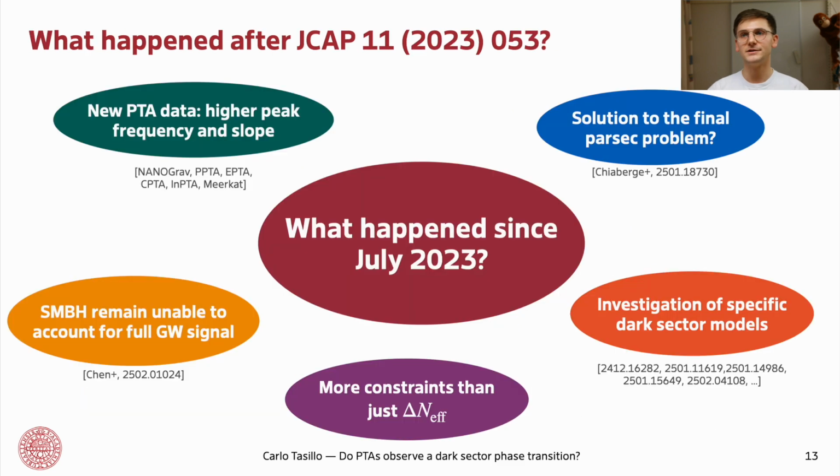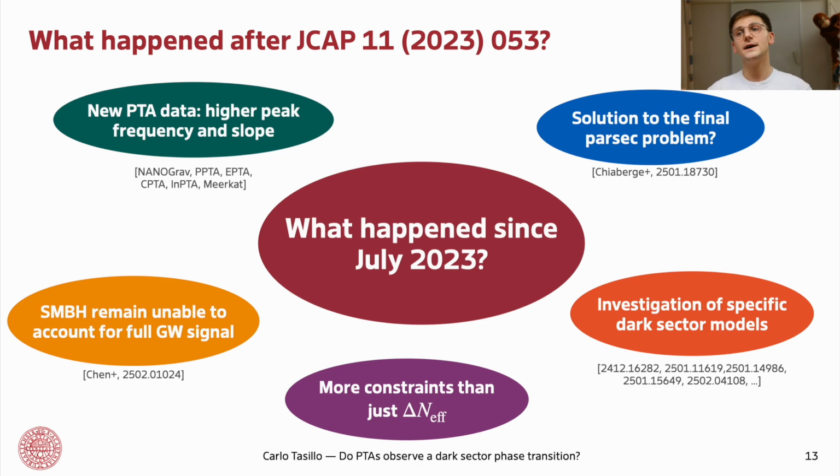Now, several things have happened since then, since July 2023. First, there has been new pulsar timing array data, which shifts the gravitational signal to somewhat higher frequencies, and also the slope has decreased a little. There might now be a solution to the final parsec problem in astrophysics. The final parsec problem originally stated that there wouldn't be any significant amount of gravitational waves from supermassive black hole binaries. Then just last month there has been a study which showed, using n-body simulations, that supermassive black holes are still unable to account for the full gravitational wave signal.